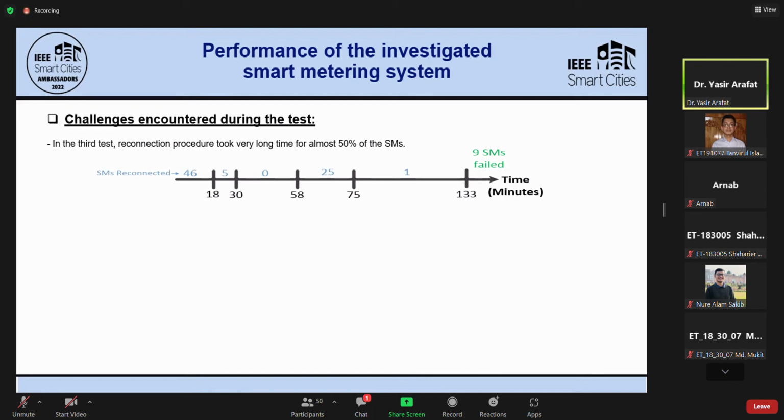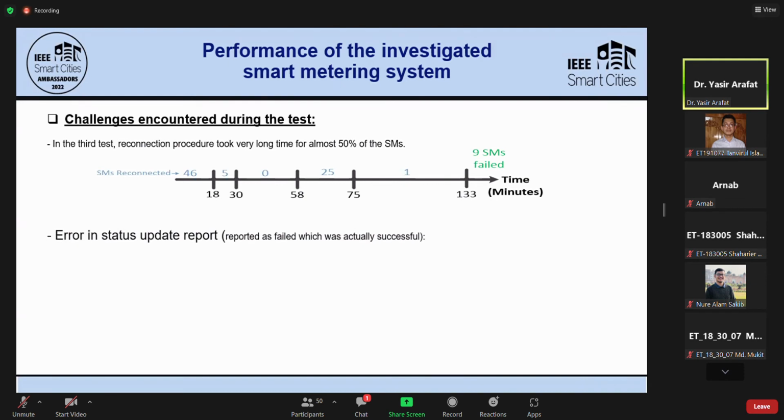So that's why it is very important that a DSO, or distribution system operator, before applying this technique for a large number of customers, checks if the system would work properly or not.